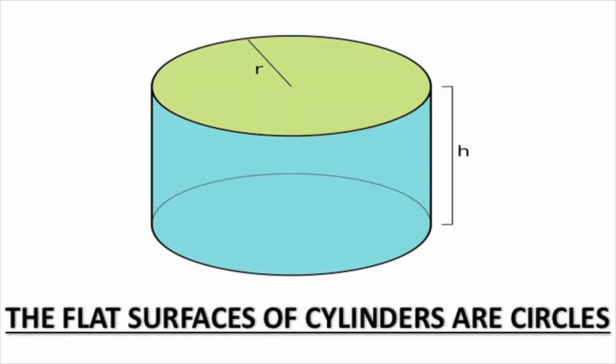The flat surfaces of cylinders are circles. You see, the 2D shape we learned already. They can be circles or they can be ovals. So get used to the fact that 3D shapes contain 2D shapes.